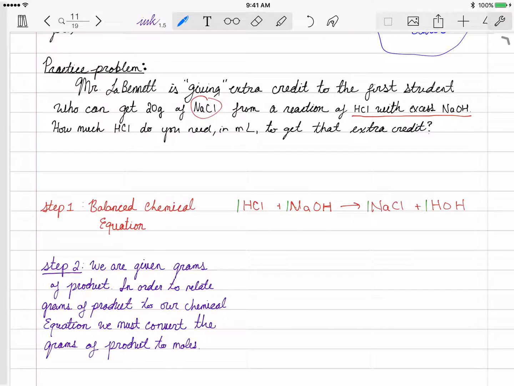So 20 grams of sodium chloride, and then we want to end up with what moles of sodium chloride, right? So 1 mole of sodium chloride, and let's see, grab our periodic table, figure out how much 1 mole is going to be. So sodium 22.99 plus chlorine 35.46.